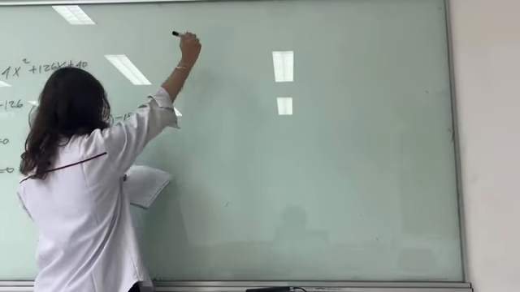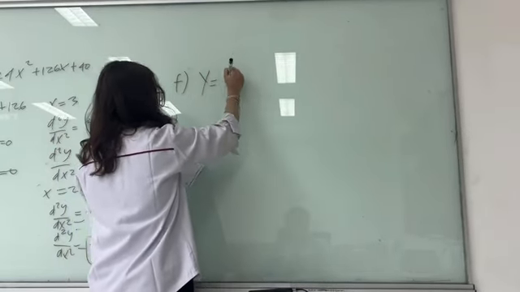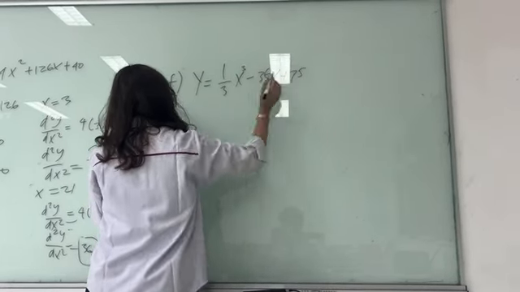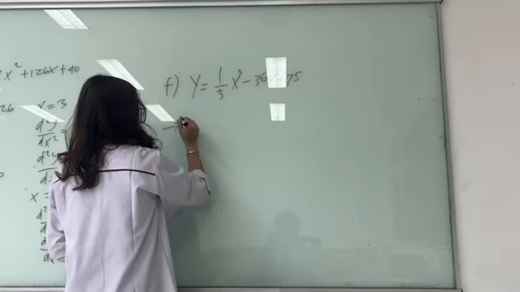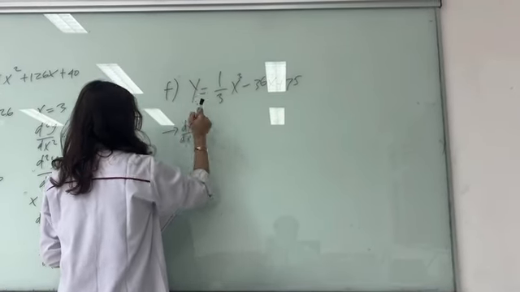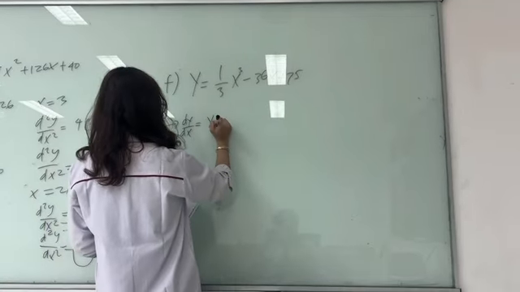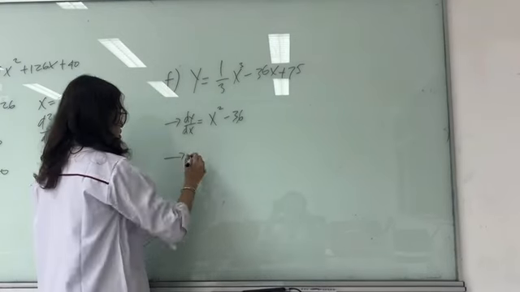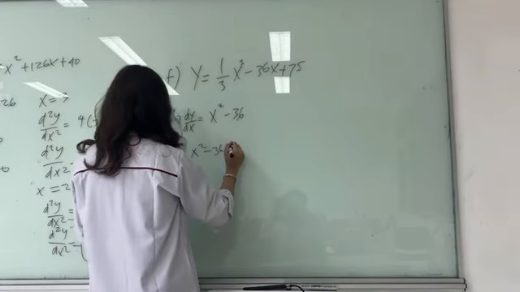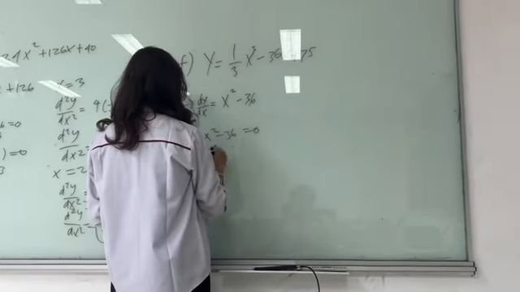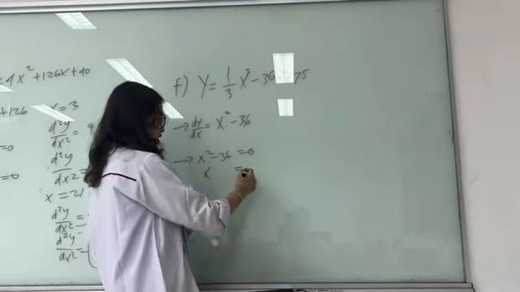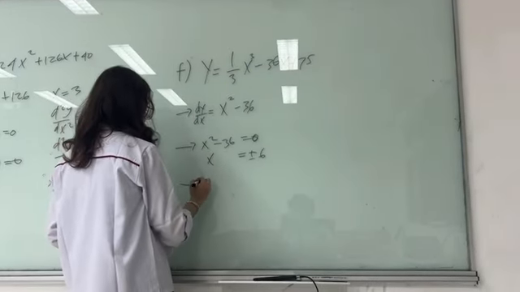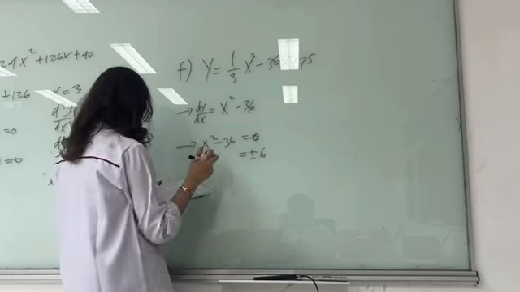Plus f, we have y equal 1/3 x cubed minus 36x plus 75. Of course, we have to find the first derivative, and the first derivative for this function is x squared minus 36, and then we set it to 0 to find x. The answer is plus or minus 6. And then last, we have to find the second derivative.